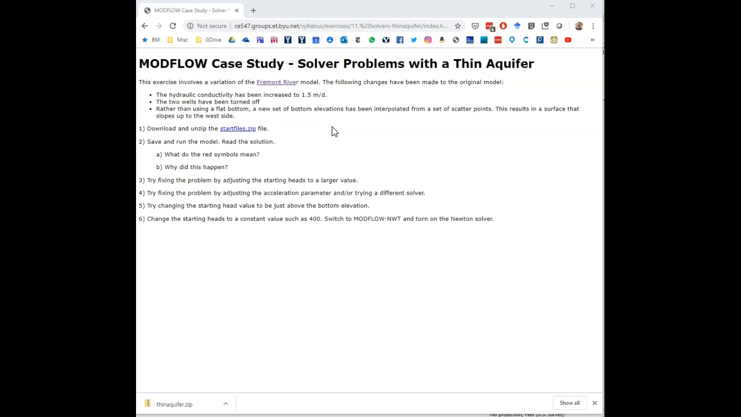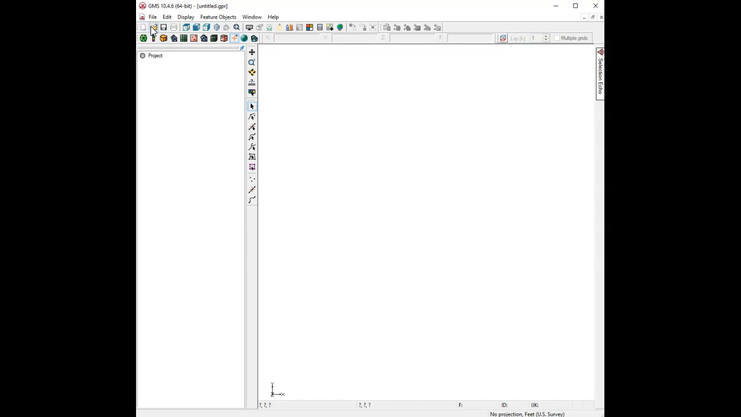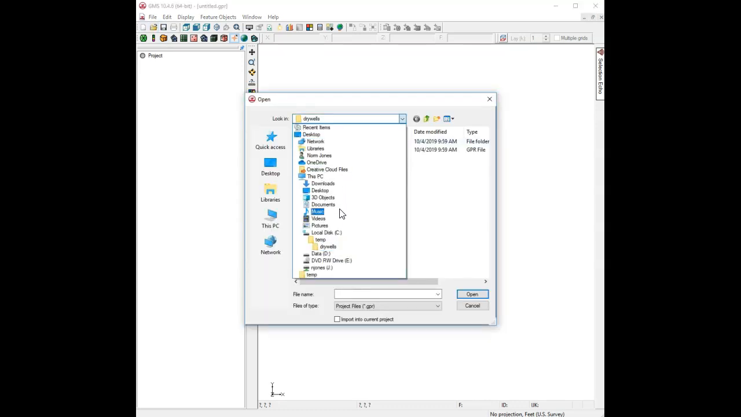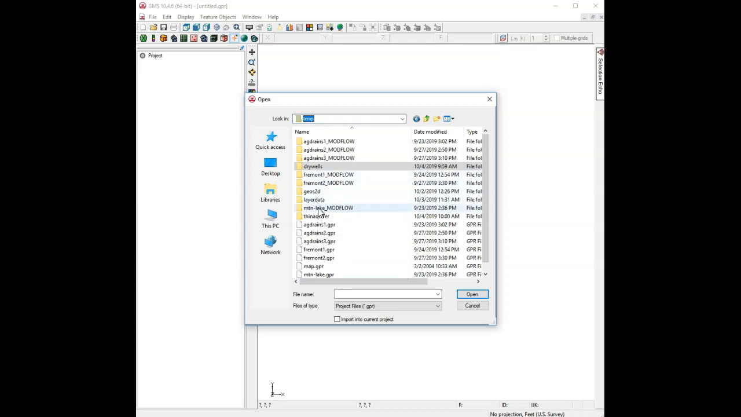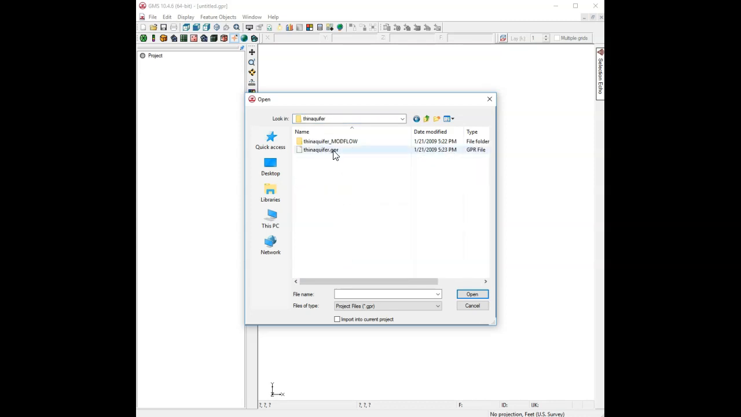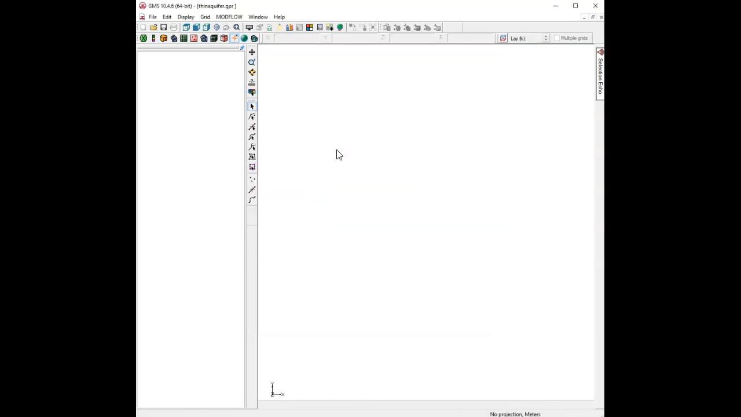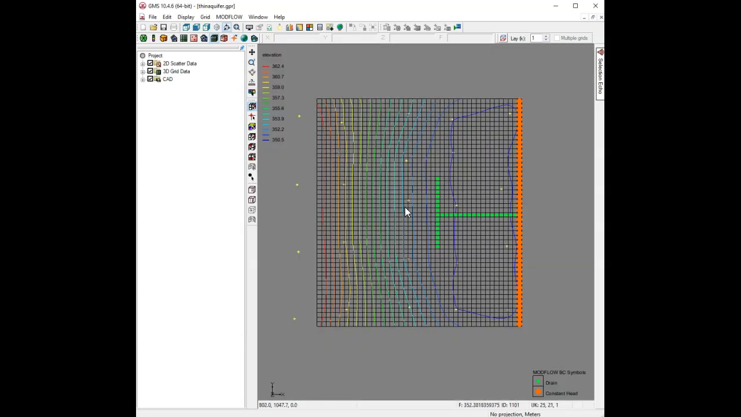And then rather than using a flat bottom, we've interpolated a set of bottom elevations from a set of scatter points. That gives us a set of bottom elevations that slope up to the west side. Once again, there's a startfiles.zip, which you can download and unzip. I've gone ahead and unzipped that already, and the resulting file is in this thin aquifer folder, thinaquifer.gpr. And this is what we have.